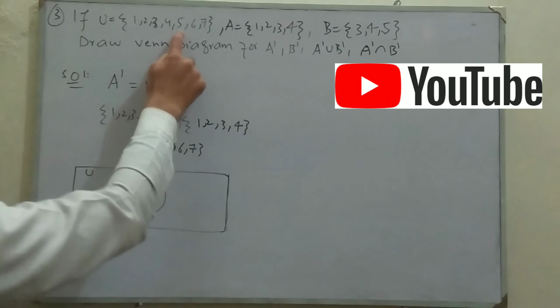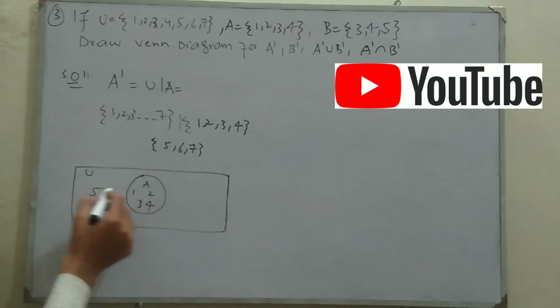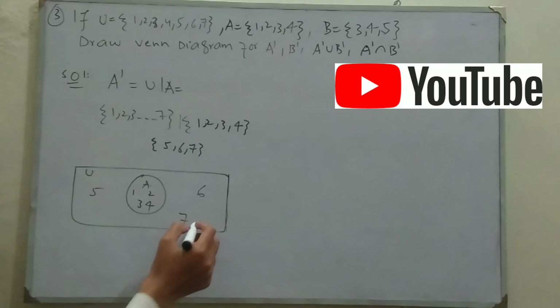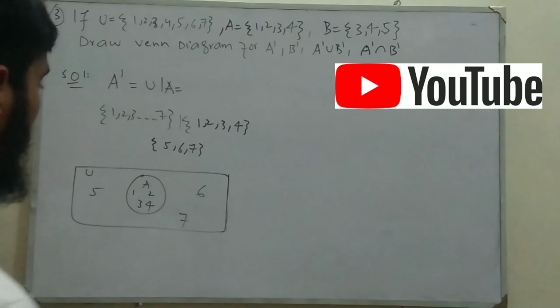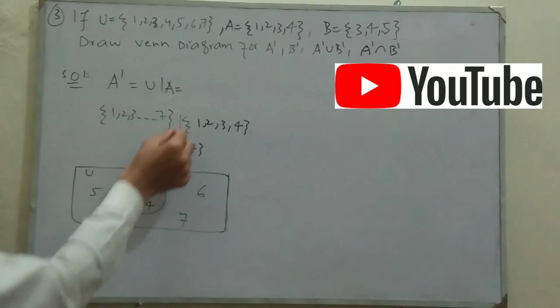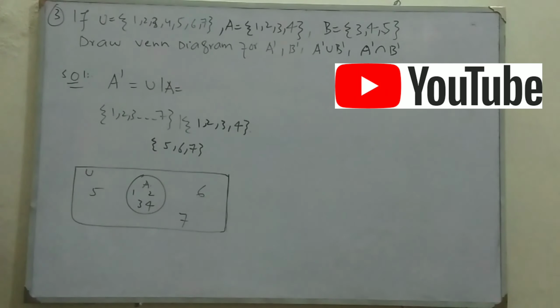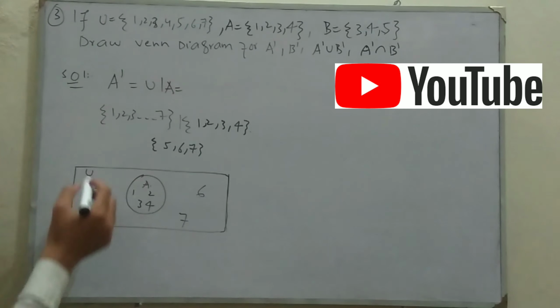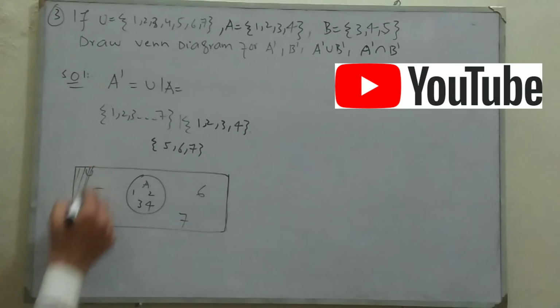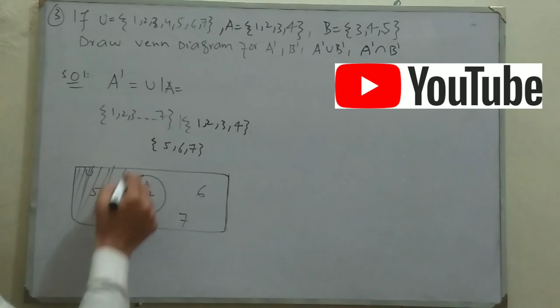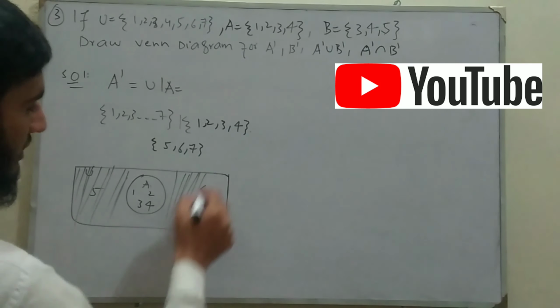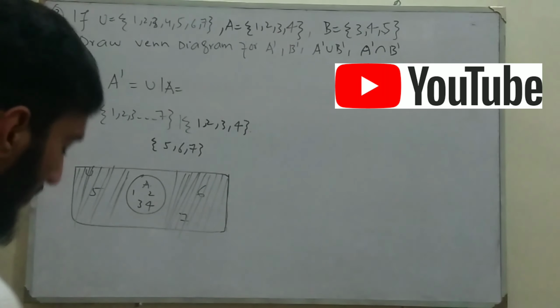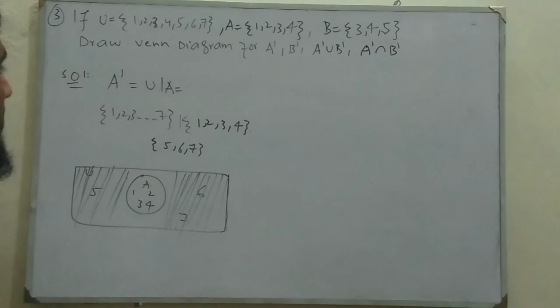In the universal set we are left with 5, 6, 7, so we write them randomly in the universal set. In the A set we are not left with any element. Difference means all the elements which are included in the first set and not included in the second set. That's why the shading will be in the universal set, not in the A set. We will shade the outside area of the A set. This is A complement.